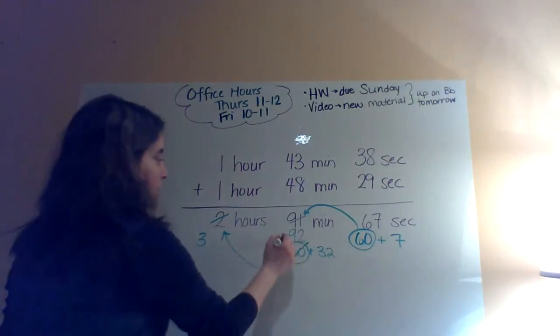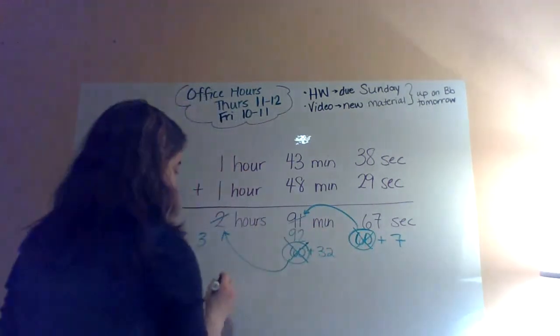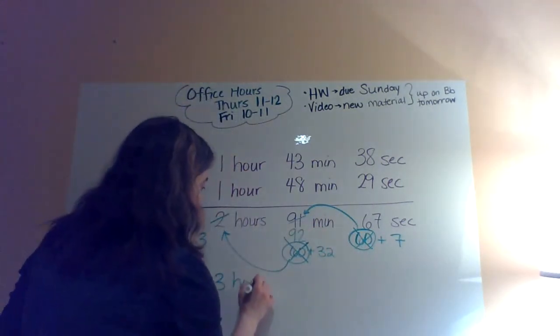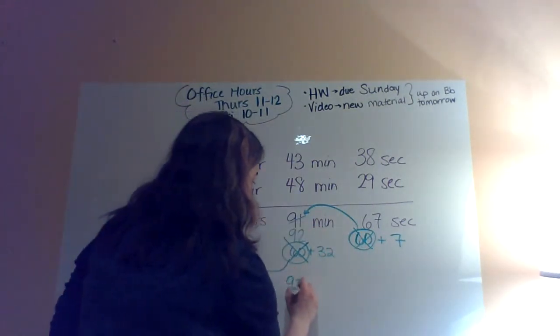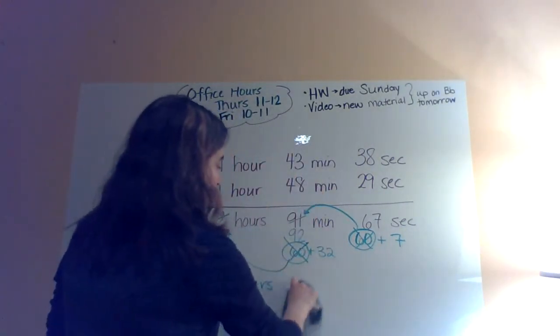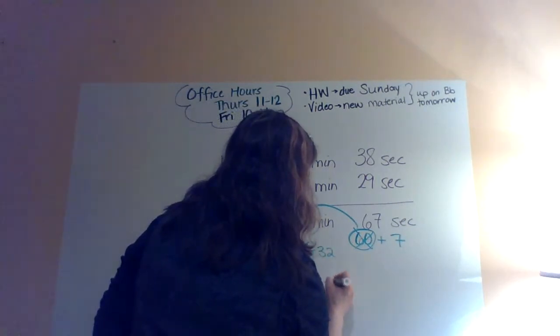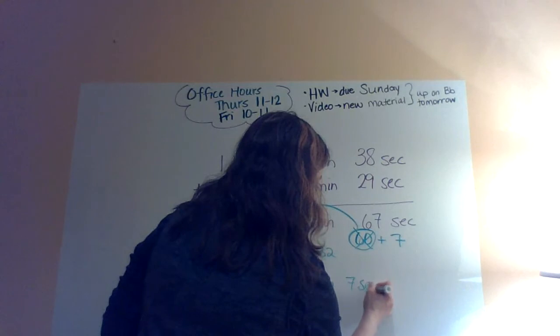Okay, so I took this 60 minutes and made an hour. I took the 60 seconds and made a minute. So I end up with 3 hours, 92 minutes. Oops, sorry. Take that back. 3 hours, 32 minutes, right? Because I took my 60 away. And 7 seconds.